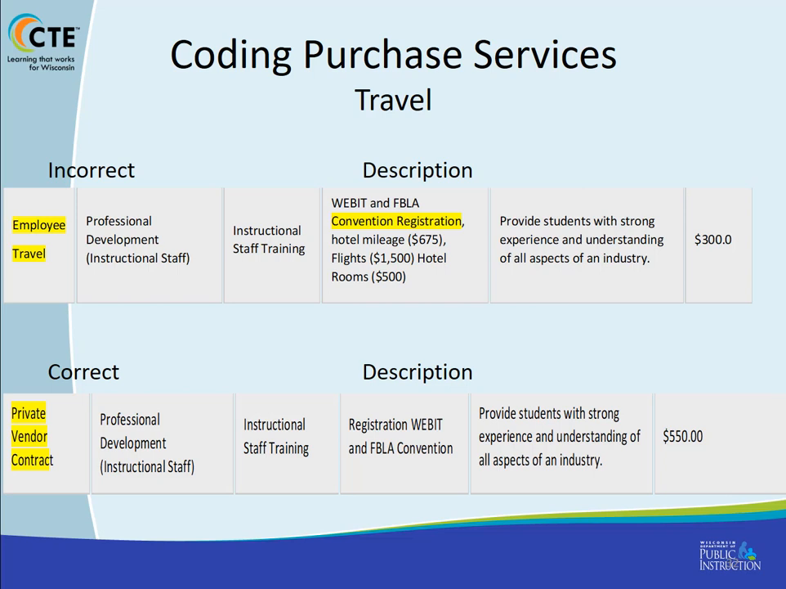Note how registration is indicated in the description of the correct version so that we know it is for a conference versus someone hired to provide professional development to a district. If the district was paying to bring someone in, that would be indicated in the description. It would be coded the same, but the description would be different.